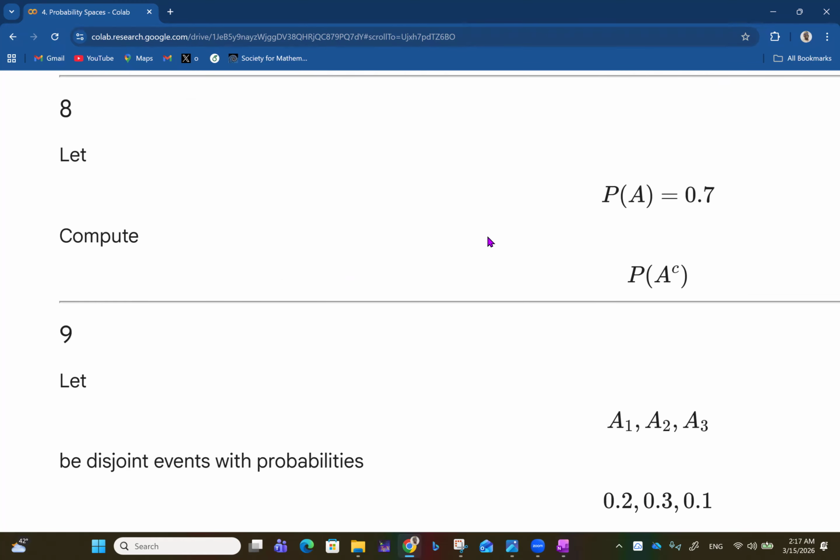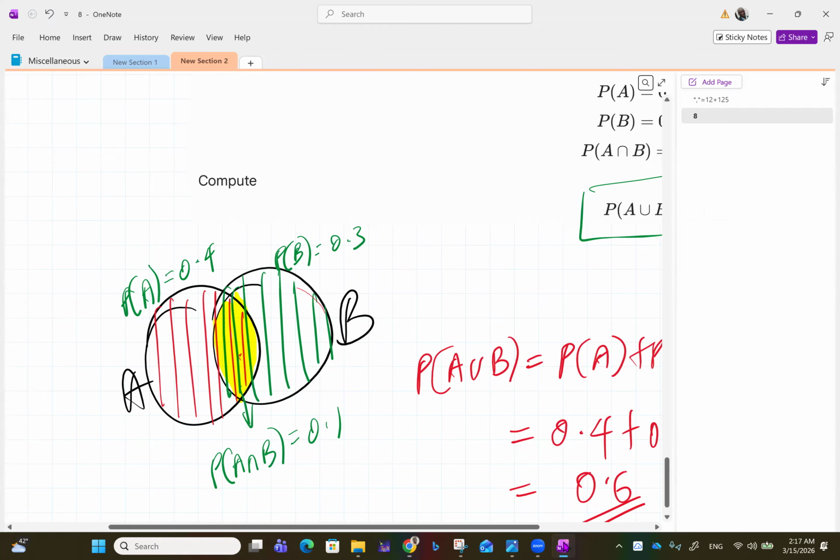So look at 8 now. Probability of A is 0.7. So we need to compute probability A intersection C. Okay, so this is how that goes. Probability of A.